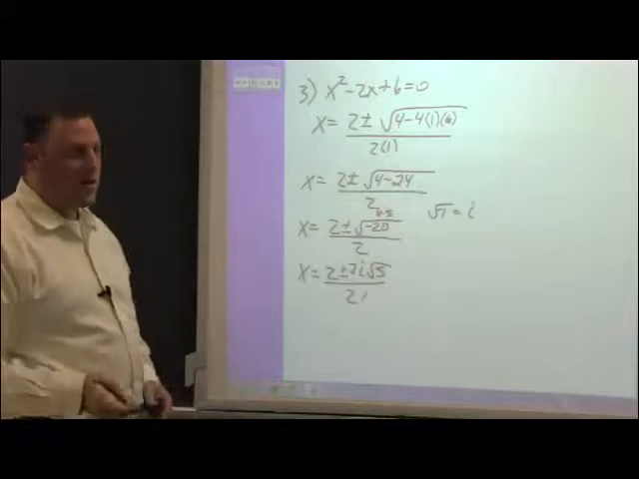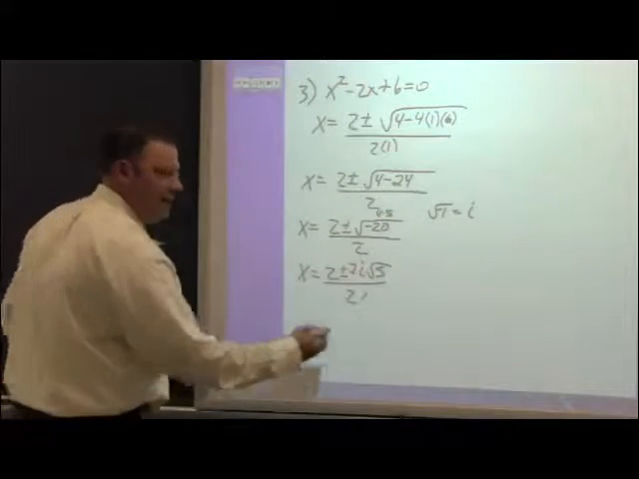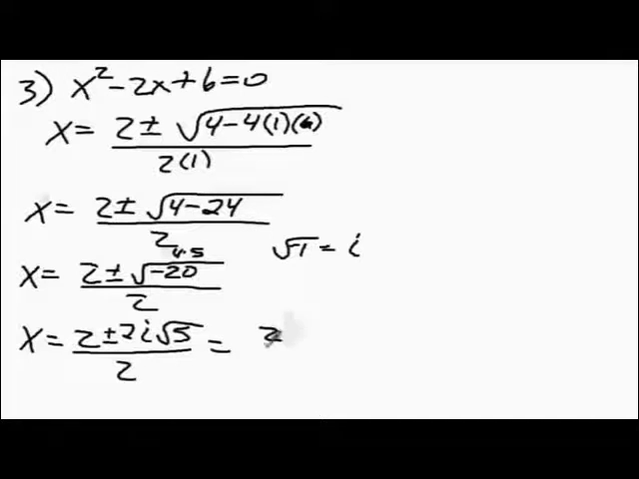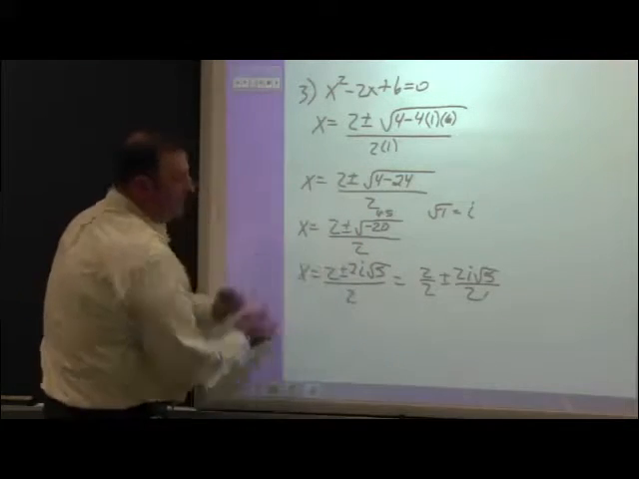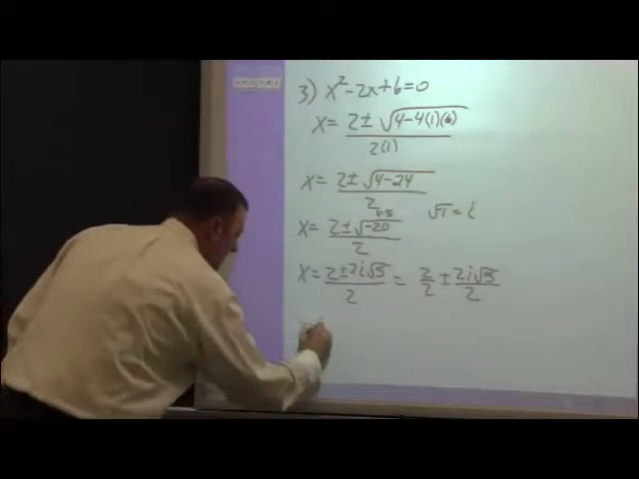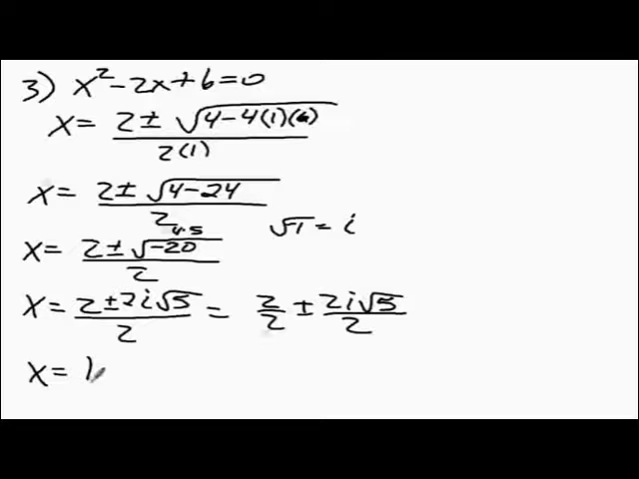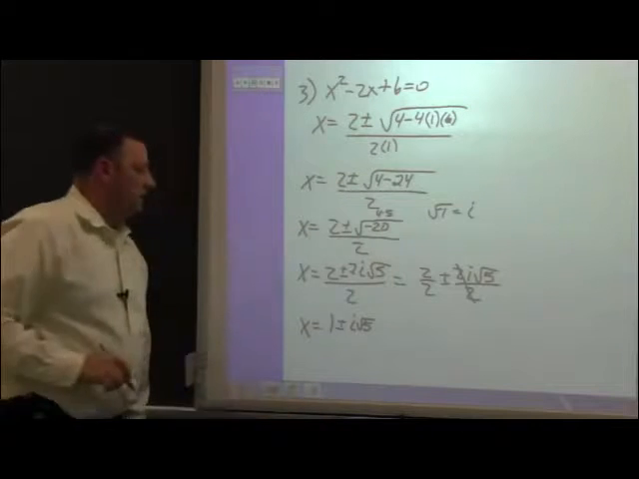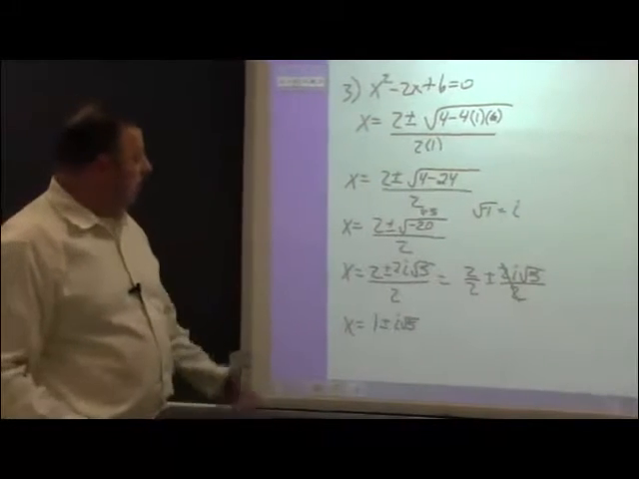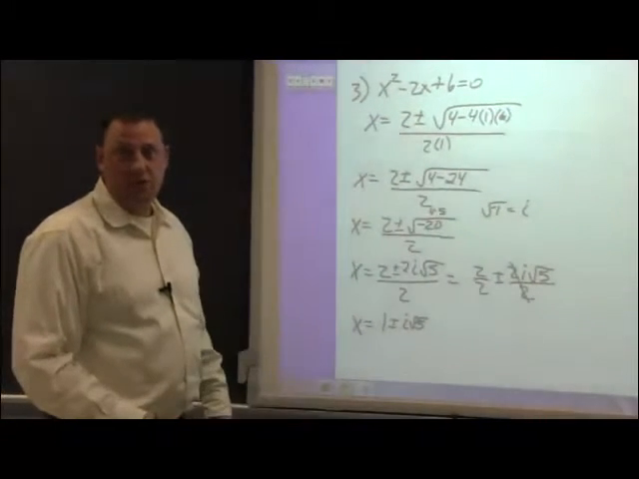Now we're going to go one more step. We're going to take each one of these terms over 2. So it's going to look like this: 2 over 2 plus or minus 2i radical 5 all over 2. So basically you're taking each one of these terms divided by 2. That simplifies. 2 divided by 2 is 1, so you're going to get 1 plus or minus, and these 2's would cancel, leaving you with i radical 5. This is a situation where you couldn't even factor it, so the quadratic formula, again, takes care of any kind of situation you have dealing with quadratic equations.